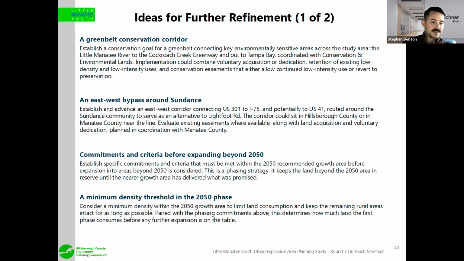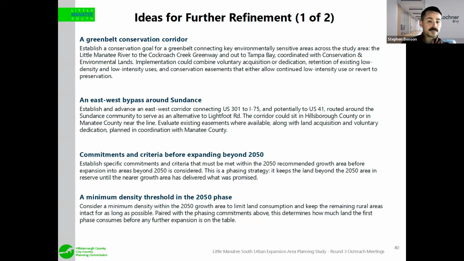An east-west bypass around Sundance. I think this was mentioned previously. This is something to address the potential for cut-through traffic through Sundance that was documented. We know Lightfoot is really the only east-west road to get from Valroy east to 301. So that potential corridor could sit either in Hillsborough County or in Manatee County near the county line.